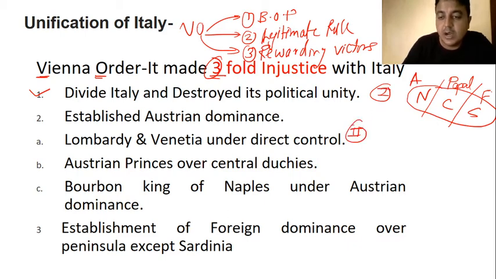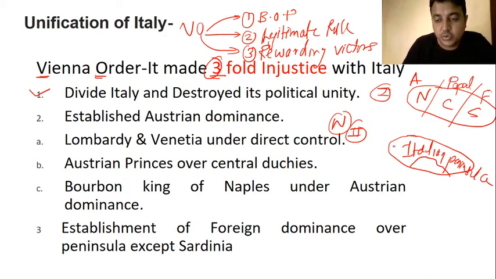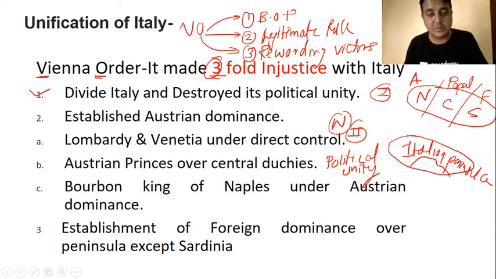Second case, under Napoleon. In Napoleon's time, what happened? He destroyed everything, just kept Papal State as it is, but unification of the Italian peninsula. Clear? So because of Napoleon, political unity was established in the peninsula, and Napoleonic reform destroyed the old structure. Clear?